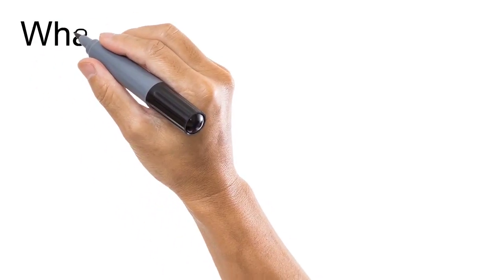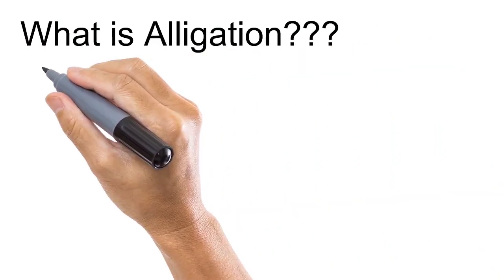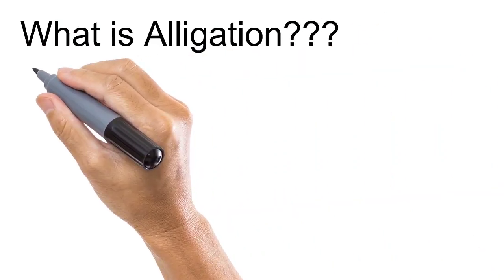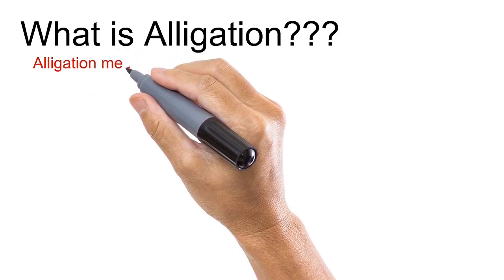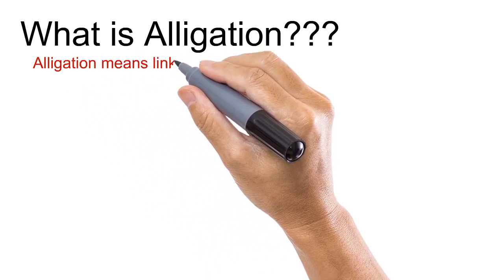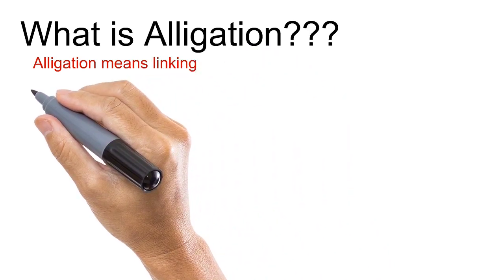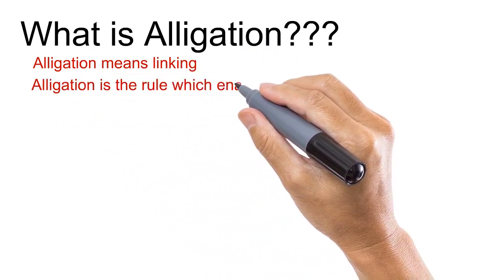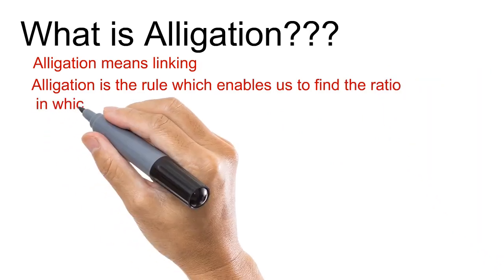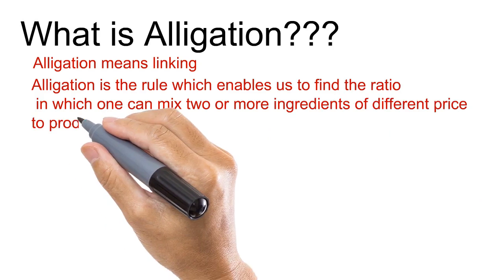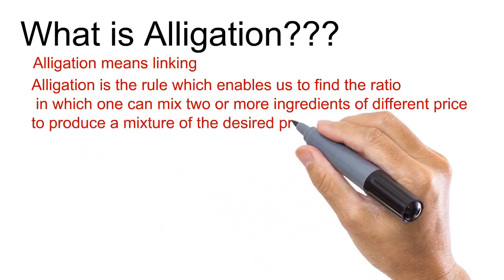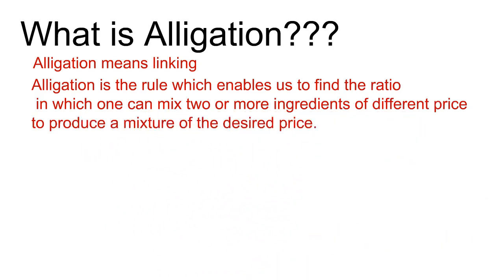So what is alligation? Alligation is an old and practical method of solving arithmetic problems related to mixtures of ingredients. People used to mix different qualities of an ingredient to gain a profit. For example, this rule enables us to find the ratio in which one can mix two or more ingredients of different price to produce a mixture of desired price. And the best example is water being mixed with milk. So you can gain from selling the milk, right?